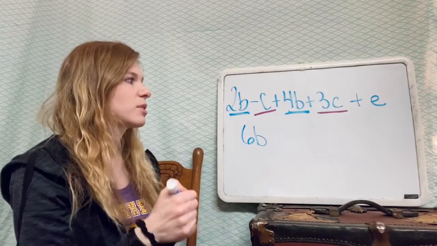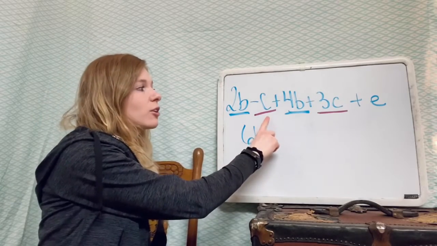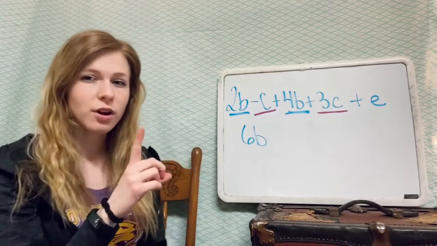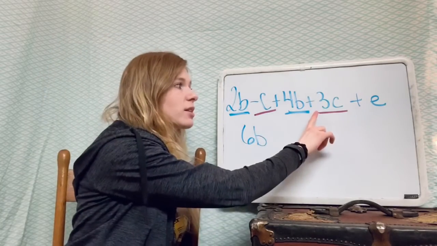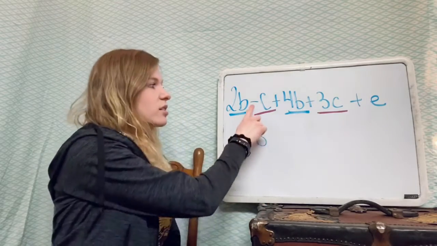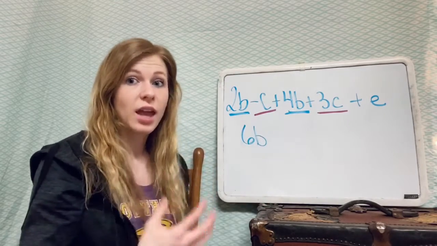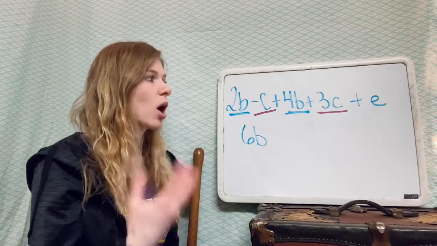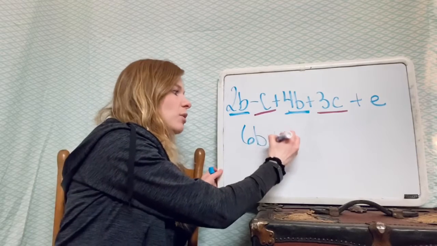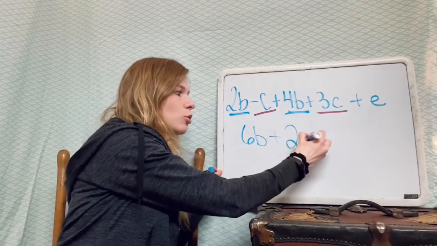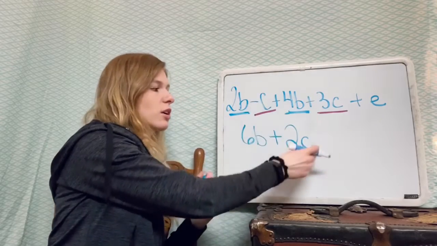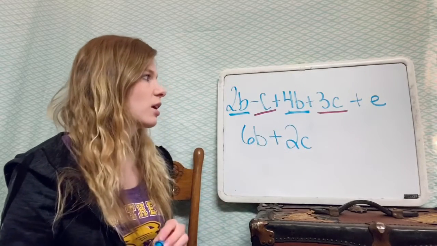My next step is I notice I have a negative or a minus c, so I'm going to picture a 1 in front of this c. And then I have a positive 3c. Since it's a minus c, you need to think of it as a negative 1 and a positive 3. If I combine those two, that would give me a positive 2c. 3 minus 1 gives me positive 2c.